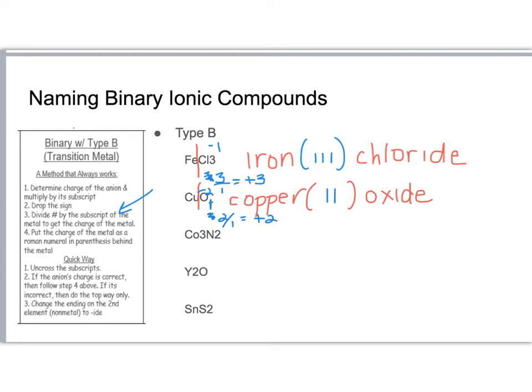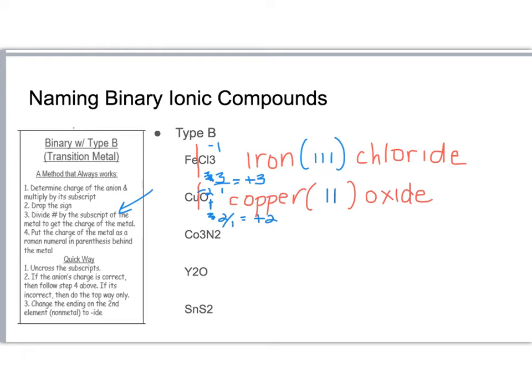When you have a 1-to-1 relationship in a binary ionic compound, whatever the charge number is of the anion, that would also be the charge number of the cation, but it would be a positive instead of a negative.